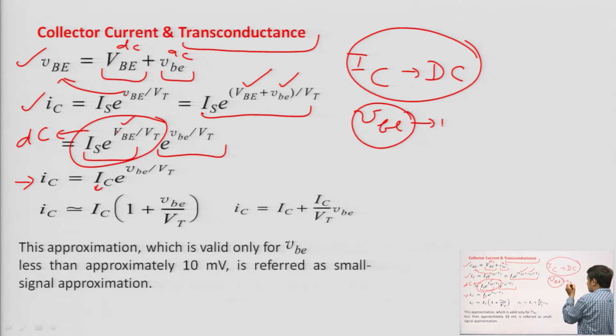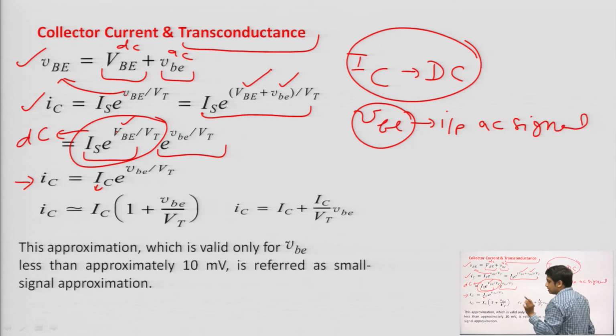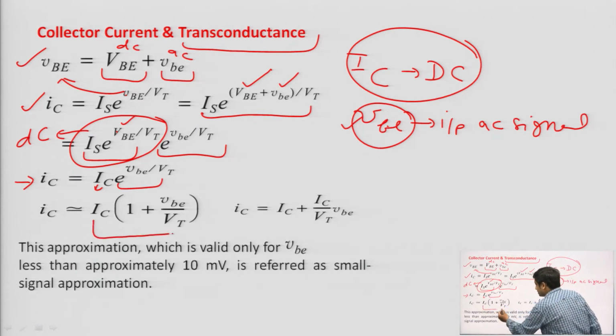This is your input AC signal and Vt is the thermal voltage. Now, since vbe is very small, the magnitude of this input AC signal is very small, and if you expand this e to the power Vbe upon Vt term, then higher order terms can be neglected, because this small vbe, that is the input AC signal, is very small. So, higher order terms can be neglected. So, we can write it like this.